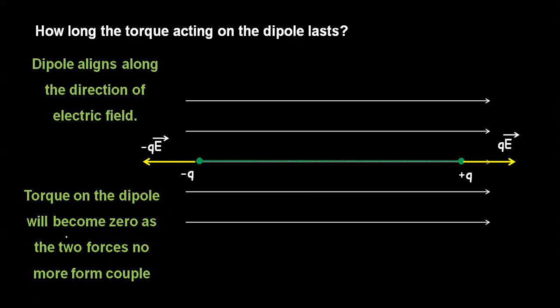Until the dipole aligns in the direction of the external field, a torque acts on it. Once it is aligned with the direction of the external field, the torque acting on the dipole becomes zero. So this can also be asked in a multiple choice question. Whenever a dipole aligns itself in the direction of the external field, it will experience: option A, only torque; option B, only force; option C, both force and torque; option D, neither force nor torque. So your answer should be neither force nor torque.